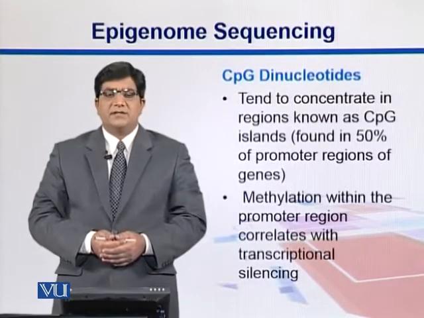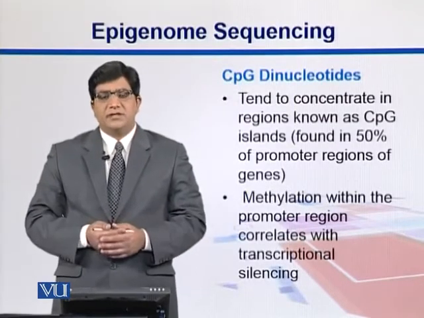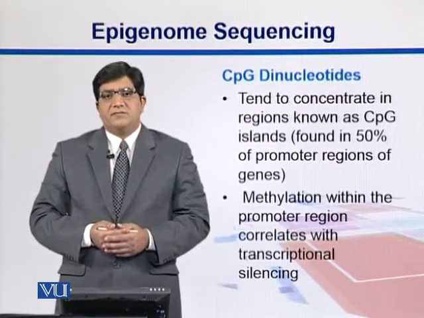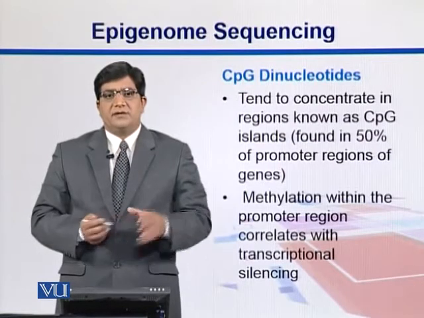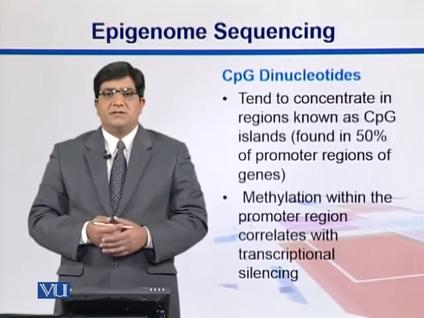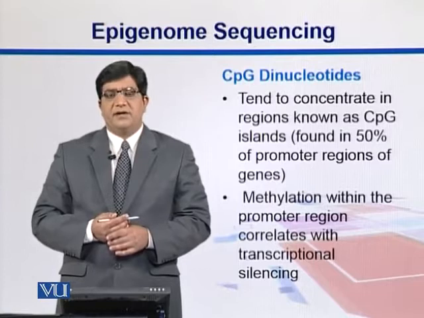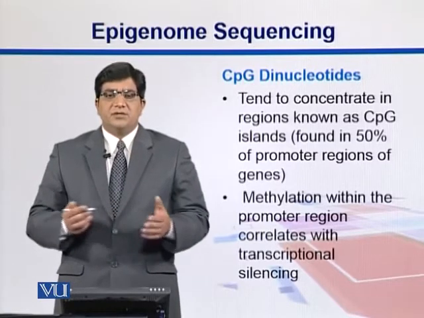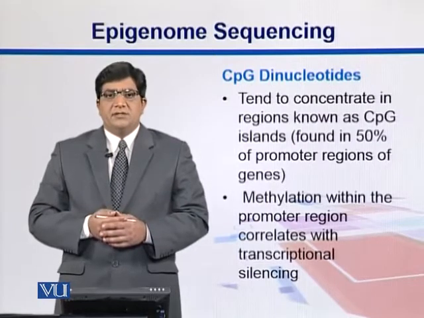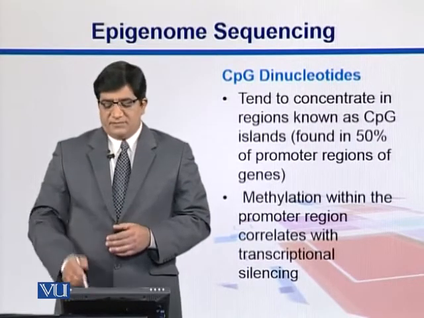CpG islands concentrate more in the promoter regions, and with the help of them, we can identify the promoters, and we can also identify the presence of genes by identifying these CpG islands. And methylation in the promoter regions actually brings about the silencing of these regions.